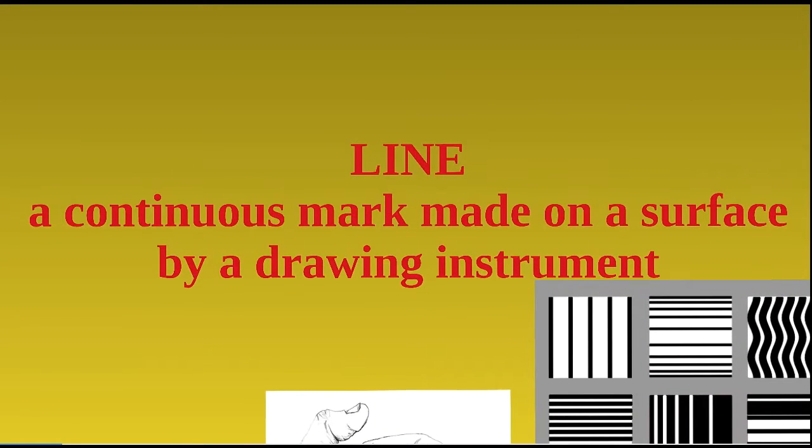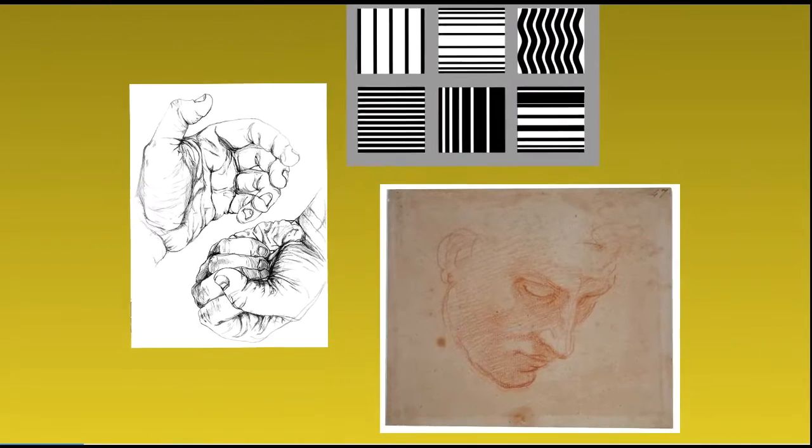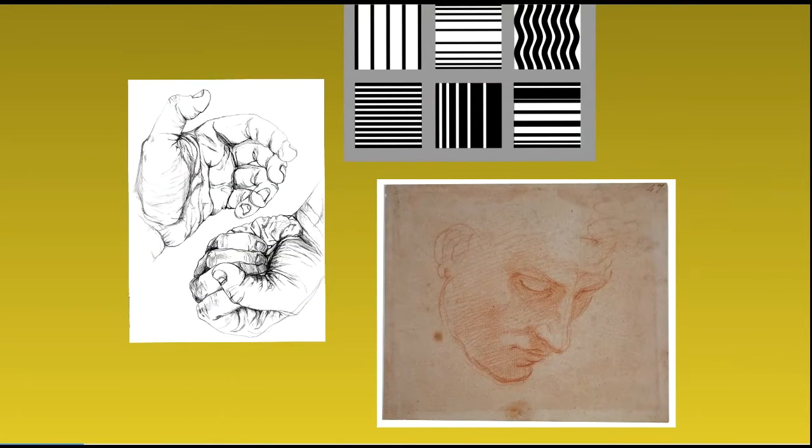Let's begin with the line. A line is a continuous mark made on a surface by a drawing instrument. The drawing instrument can be a pencil, crayon, or anything that will make a line. Do you see the line?